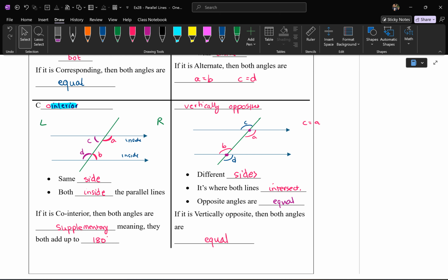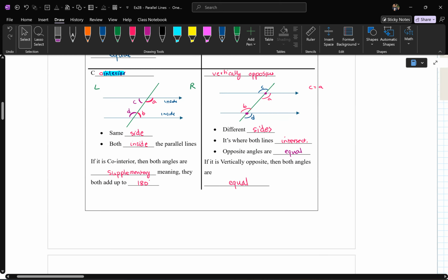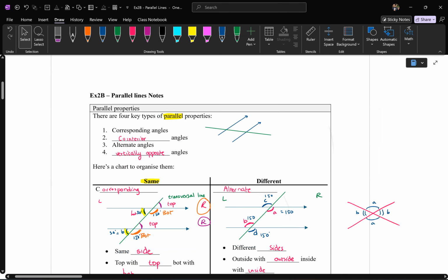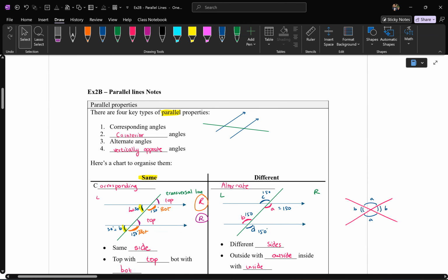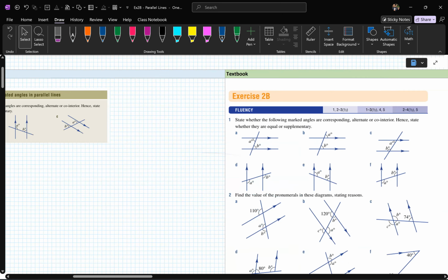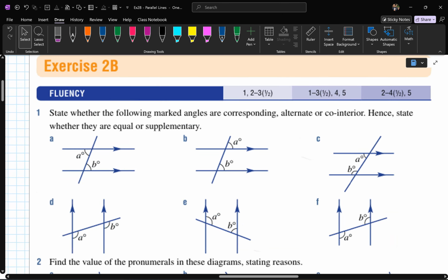What I'm going to get you to do now is just find a little spare side of your paper, maybe on the top right corner here. Okay, I'm going to show you question 1 of exercise 2B. And you're going to write A, B, C. There's 6 questions. You're going to write which type it is. Okay, so here we go. Here is question 1 of 2B.